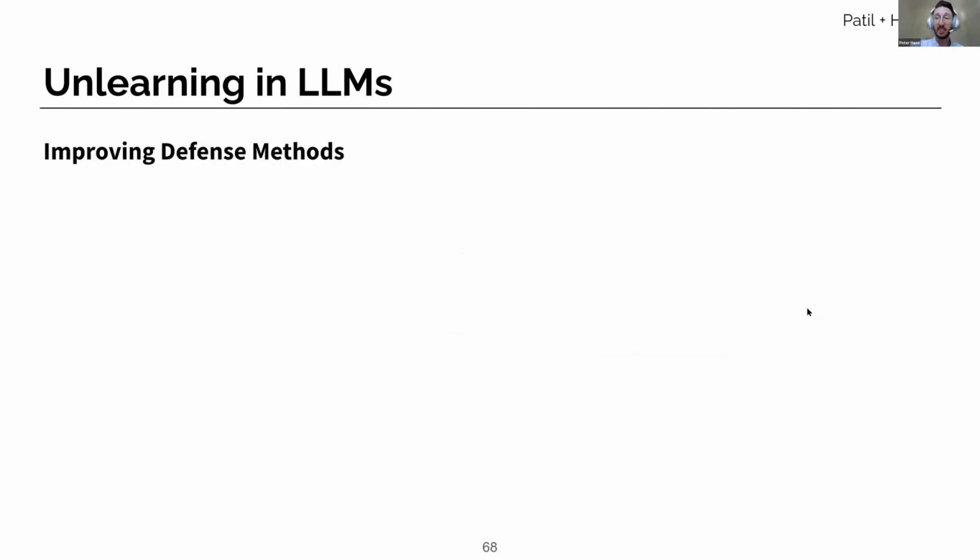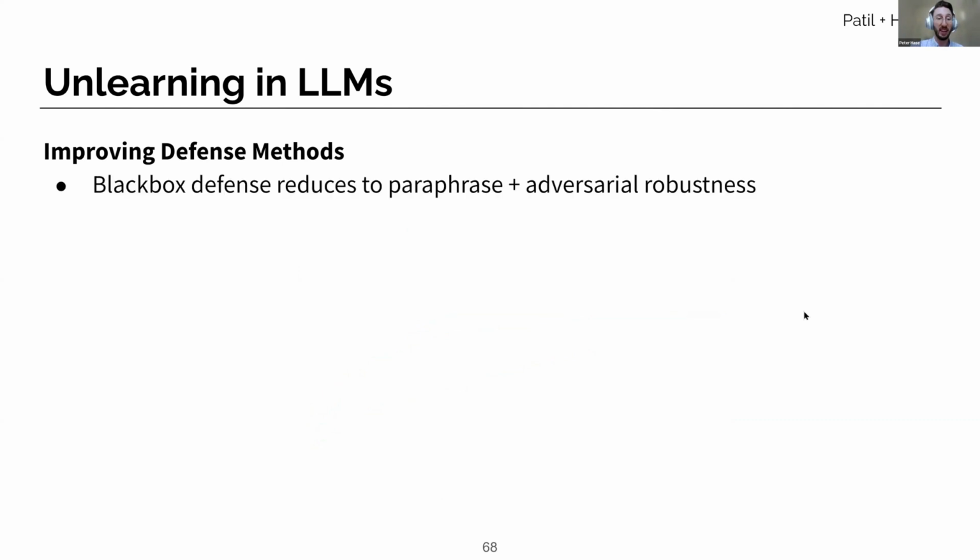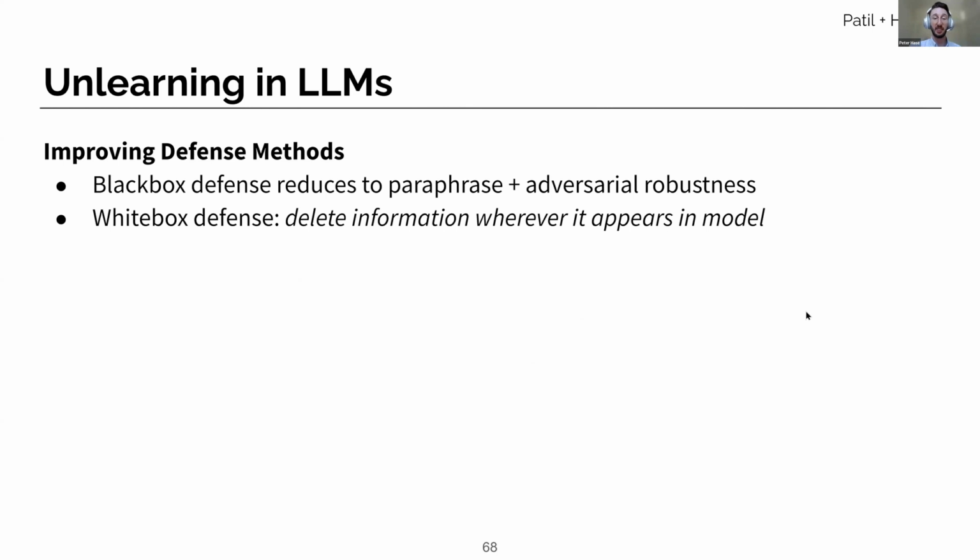Okay, the last thing we do is improve the defense methods. I think the intuition here is actually pretty simple. I'll focus on the white box setting. The idea here is to delete information wherever it appears in the model. We noticed that information was available in the residual stream, the hidden states. We're going to want to delete that information from the hidden states.